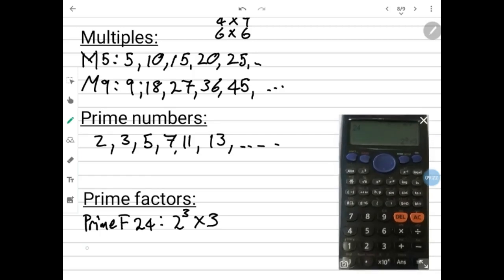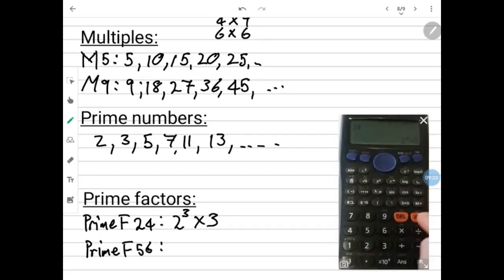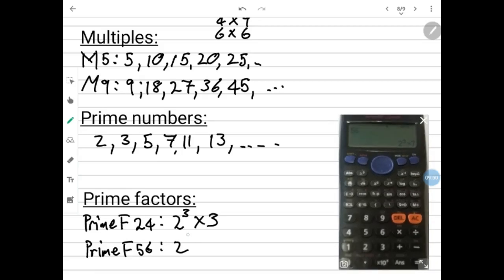If we're looking for the prime factors of any other number, let's say 56. Let's clear the screen here. You type 56 first and then press equals, so that it's there on the screen. And then we press shift fact. Then we have the prime factors of 56. It's 2 to the power of 3 times 7.